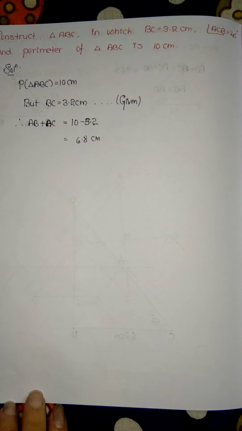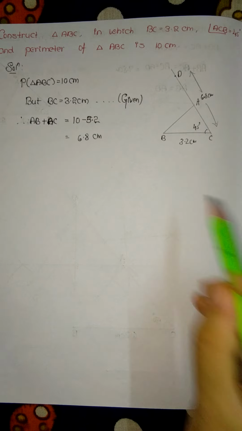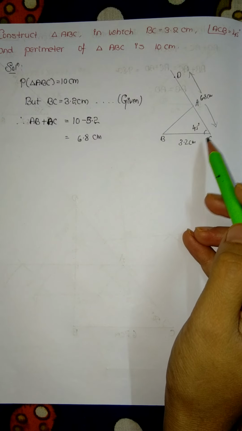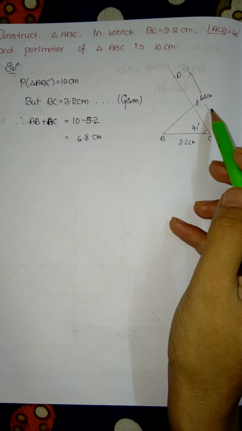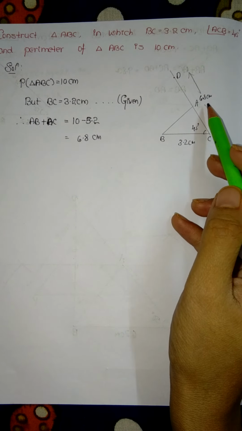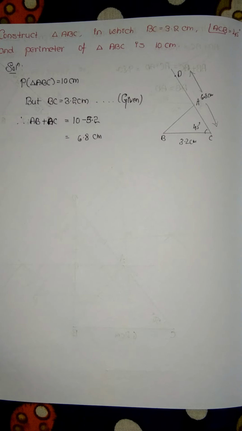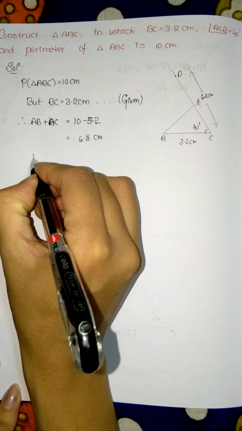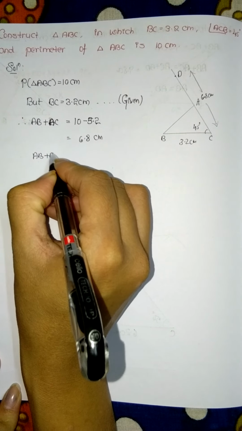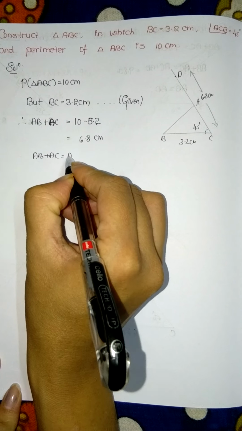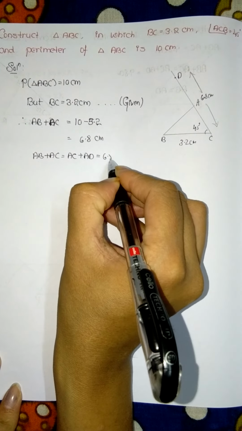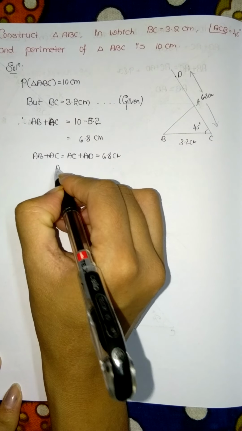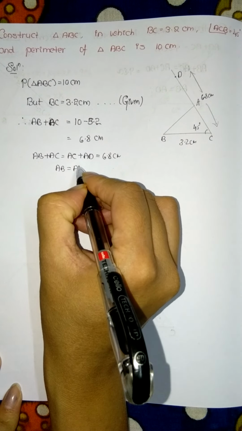So how to draw the diagram? Here base BC equal to 3.2 centimeter and angle C is 45 degree. Sum of the sides AB plus AC equal to 6.8. So here AB plus AC is equal to AC plus AD, which is 6.8 centimeter. So here AB equal to AD.